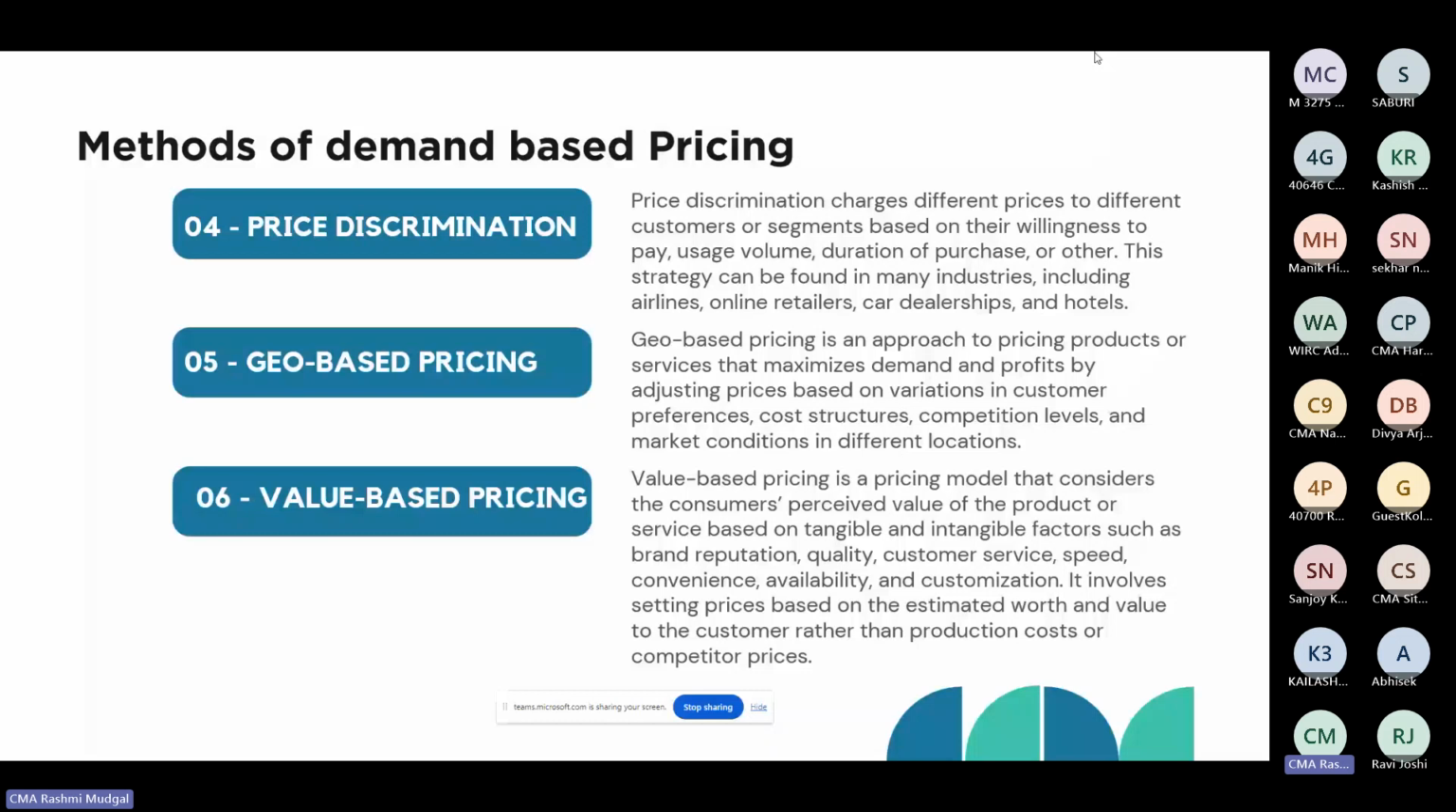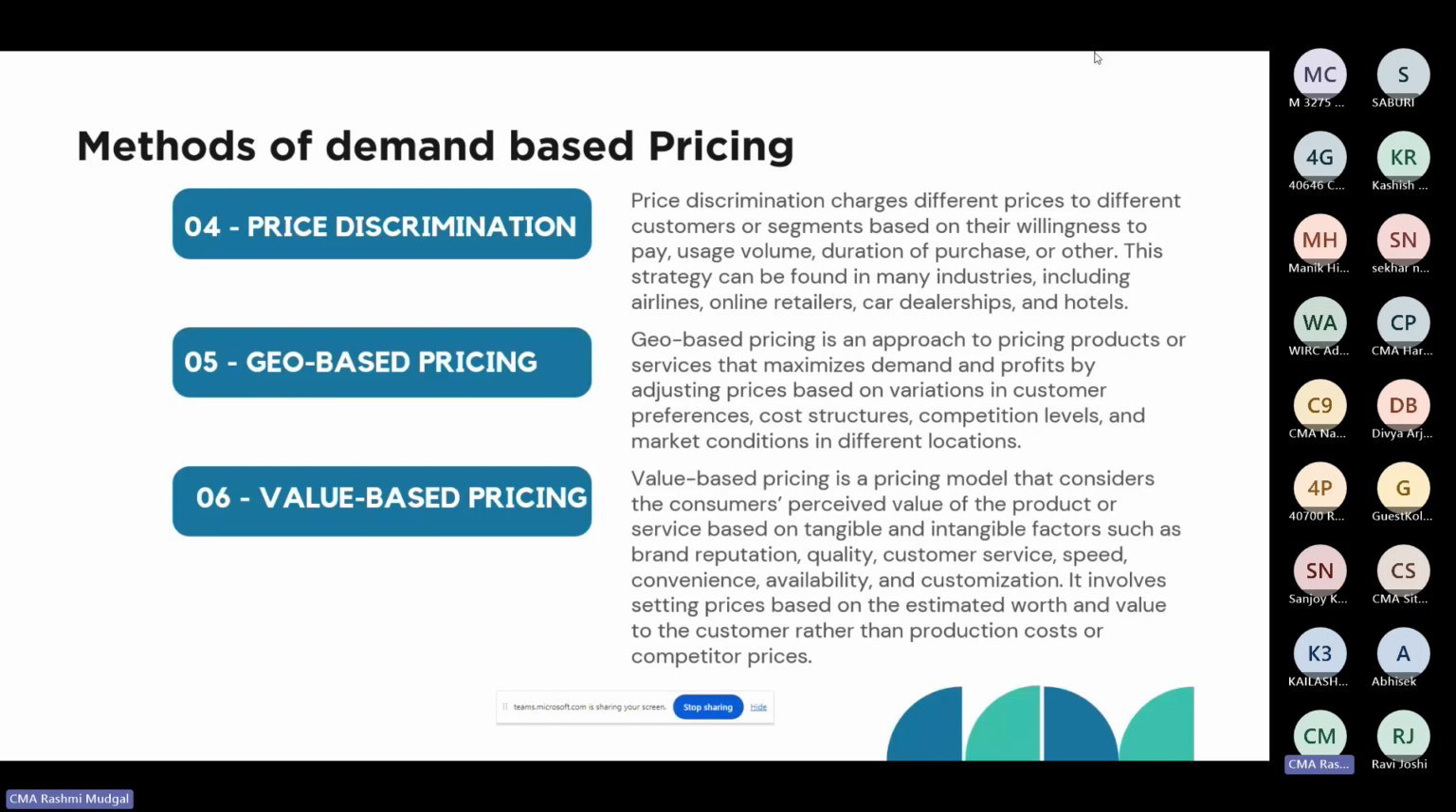Next is value-based pricing. Value-based pricing is a pricing model that considers the customer's perceived value of the product or service based on tangible or intangible factors such as brand reputation, quality, customer service, speed, convenience, availability, and customization. It involves setting prices based on the estimated worth and value to the customer rather than the production cost or competitor price. If you look at India, LIC is the largest seller of insurance just because of the availability, quality, reputation, and service speed.